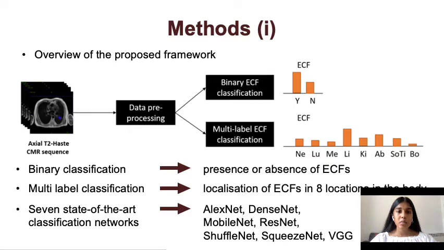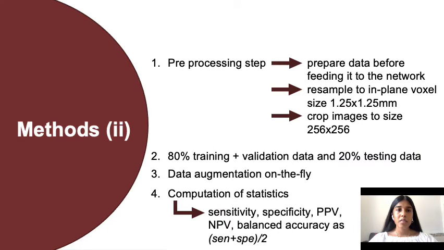This task was framed as a multi-label classification task because some of the data may present more than one extracardiac finding, and therefore the network needs to be able to assign multiple classes to each piece of data. To perform both classification tasks, 7 state-of-the-art classification networks were employed. As mentioned before, one of the first steps of the employed framework was the pre-processing step, to prepare the data before the training phase. This consisted in a resampling to an in-plane voxel size of 1.25 by 1.25 mm and a subsequent cropping to a standard size of 256 by 256.